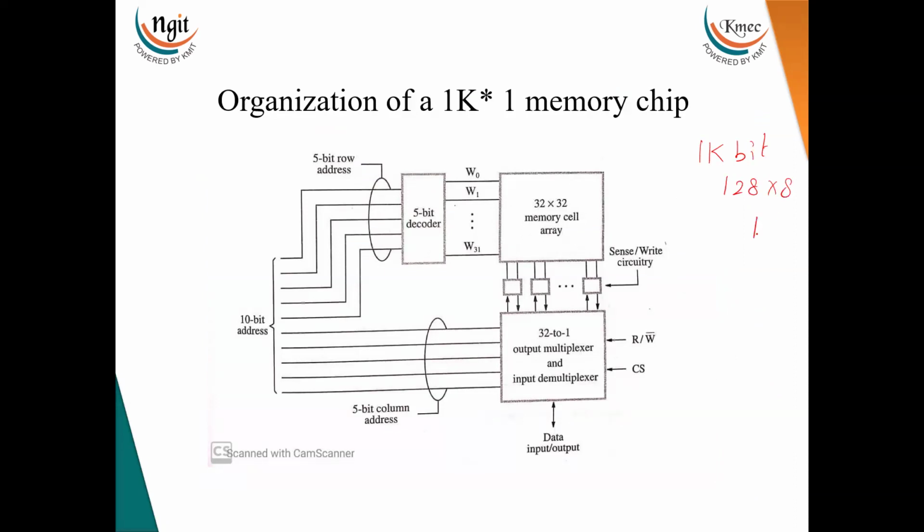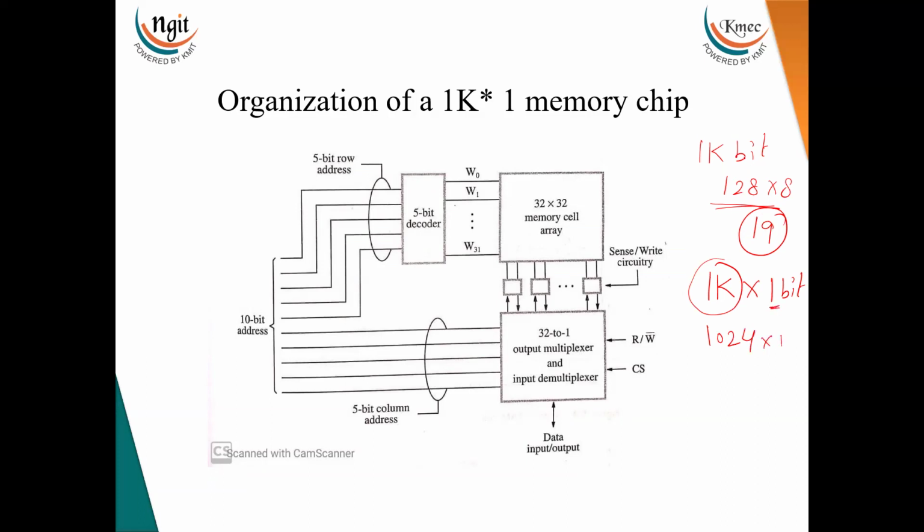Then how many external connections are required? 19 connections are required. Now instead of designing the 1 kilobit memory in this manner, if I try to design the 1 kilobit memory as 1 kilo by 1 bit, what does that mean? In total I have 1024 locations, and in that I am storing only 1 bit.